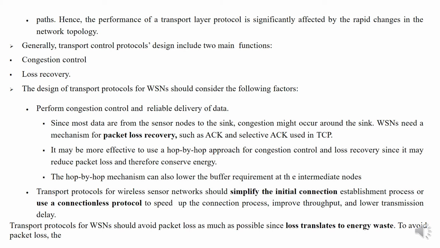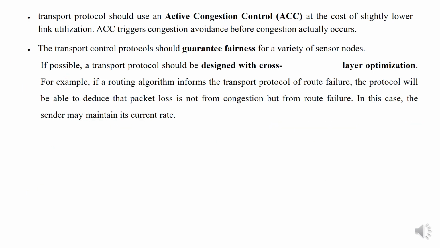Transport protocols for wireless sensor networks should simplify the initial connection establishment process or use a connectionless protocol to speed up the connection process, improve throughput, and lower transmission delay. Transport protocols for wireless sensor networks should avoid packet loss as much as possible, since loss translates to energy waste. To avoid packet loss, the transport protocol should use active congestion control at the cost of slightly slower link utilization. It should trigger congestion avoidance before congestion actually occurs.